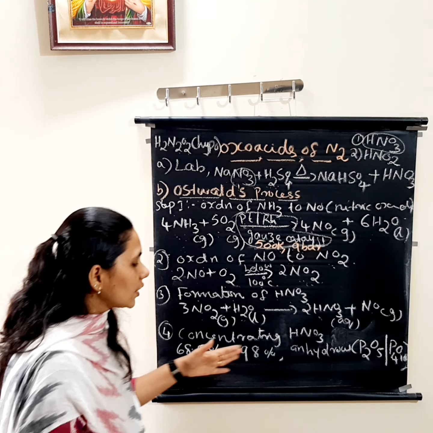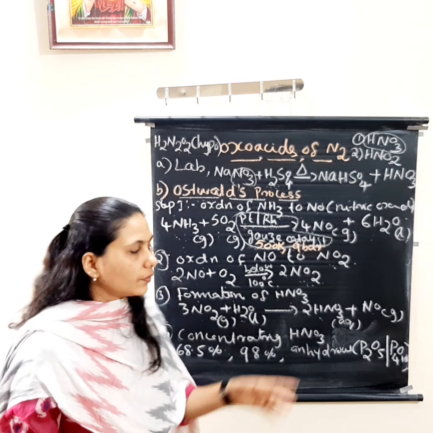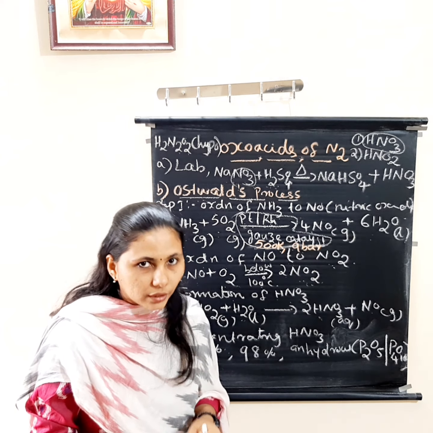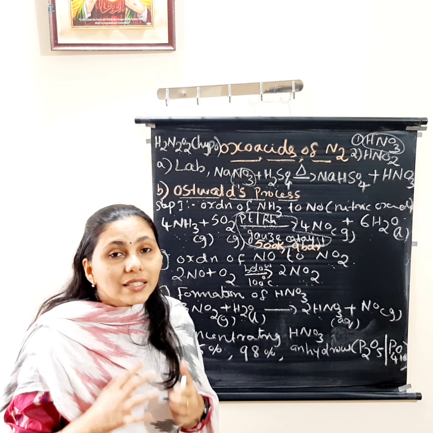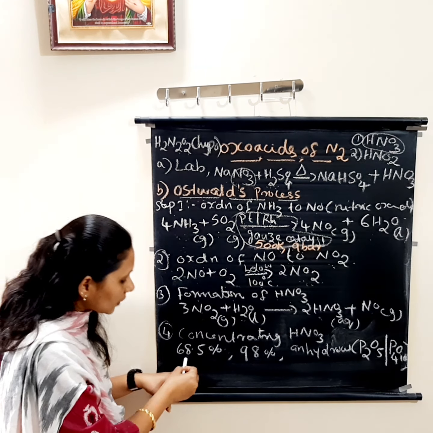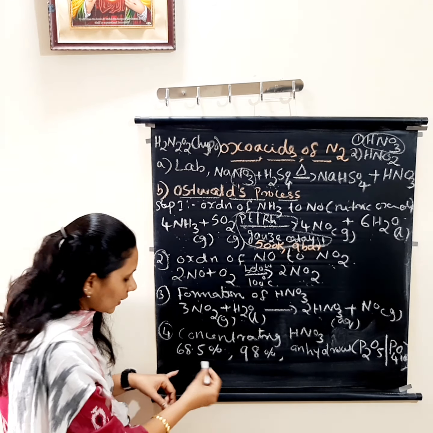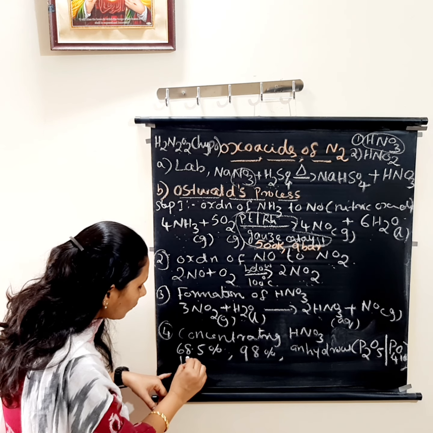Then the fourth step is concentration of nitric acid. We got the nitric acid here, but that nitric acid contains water. So how can we do the concentration? First we have to concentrate by distillation. We know distillation is a method for purification. So first concentration is done by distillation. We will get an azeotropic mixture containing 68.5% of nitric acid. What does an azeotropic mixture mean? That mixture boils without change in its composition. For example, here we are getting an azeotropic mixture of 68.5% nitric acid and the remaining will be water.